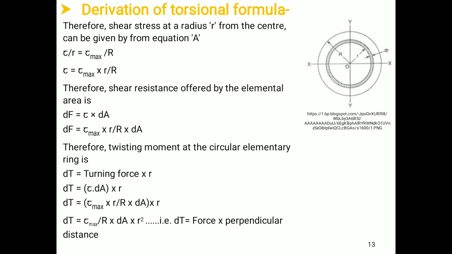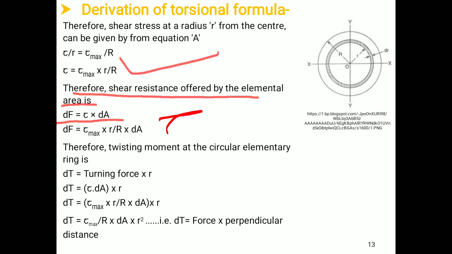After rearranging this equation, we have tau is equal to tau max into small r upon capital R. This equation we have after rearranging the above equation. Therefore, the shear resistance offered by the elemental area is dF equal to tau into dA. Remember that shear stress is given by force upon area.